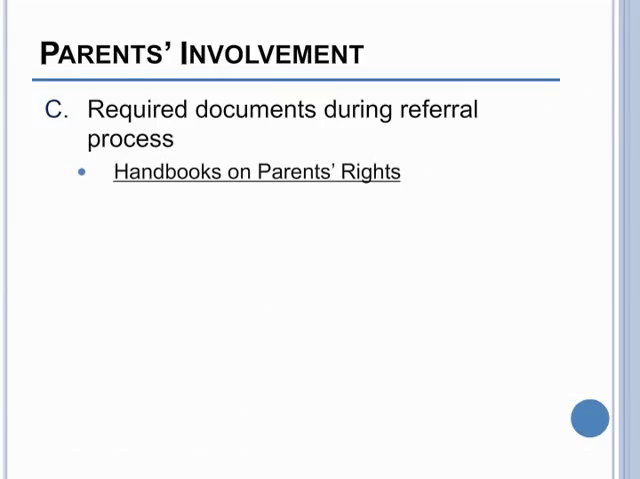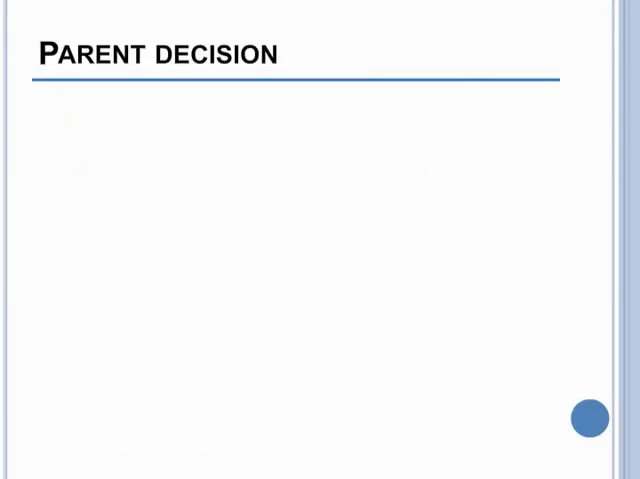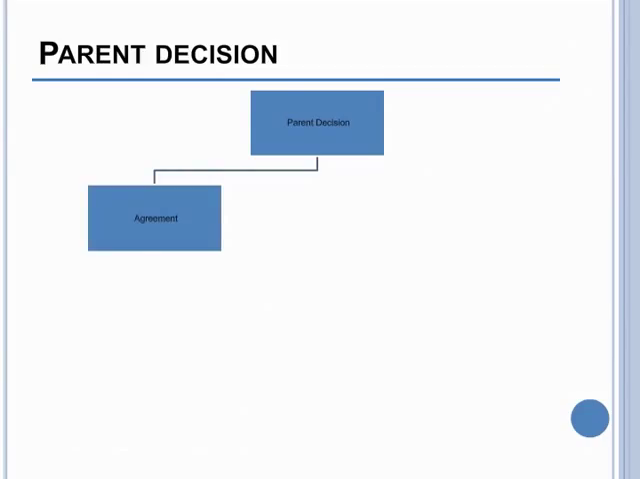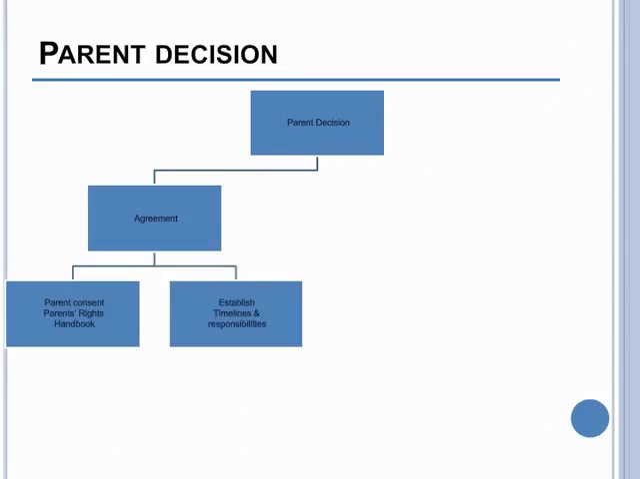Remember that the parent must receive their handbook. Parents should receive a document on their rights explaining all of the procedures. Parents must have their rights and procedural safeguards given to them. It is the parent's decision to agree, and once the parent agrees, you have their consent and you give them a handbook. You establish timelines and responsibilities for what will occur.